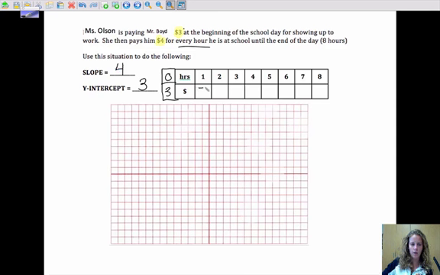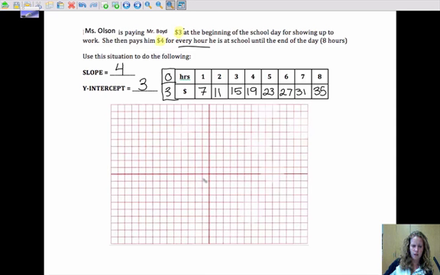So 1 hour is going to be 7. 3 plus 4 is 7. 7 plus 4 is going to give us 11. 11 plus 4 will give us 15. 15 plus 4 will give us 19. 19 plus 4 will give us 23. 23 plus 4 will give us 27. 27 plus 4 will give us 31. And 31 plus 4 will give us 35.